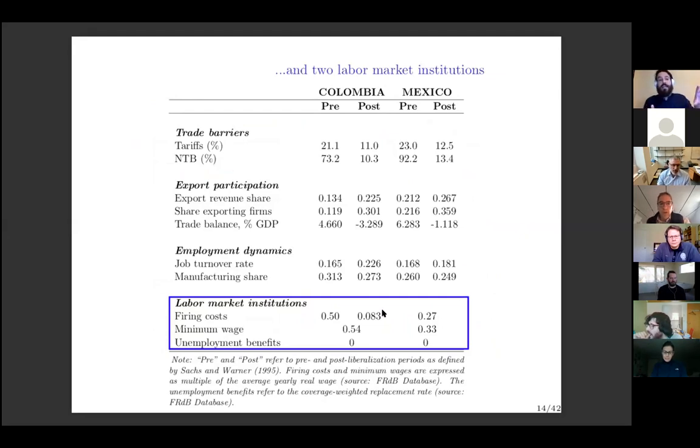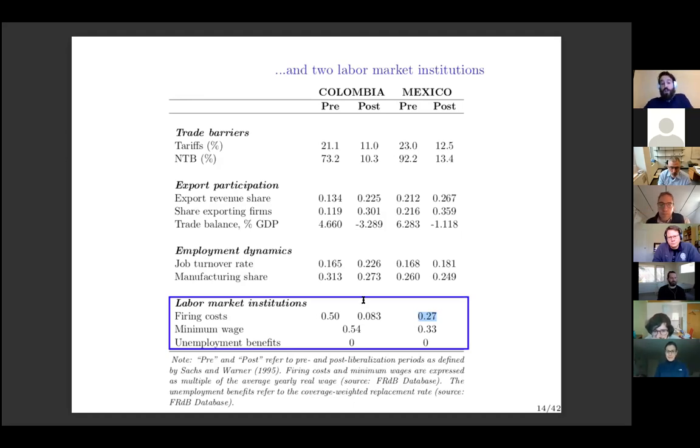I'm trying to relate these differences in the dynamics of labor markets to the differences in the labor market institutions in place. And we observe differences between Colombia and Mexico. In fact, in Mexico, we observe a firing cost that is only roughly 30% of the annual wage, and a minimum wage that is also 33% of the annual wage.